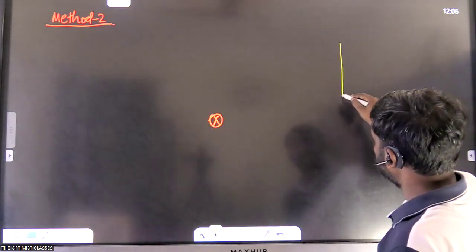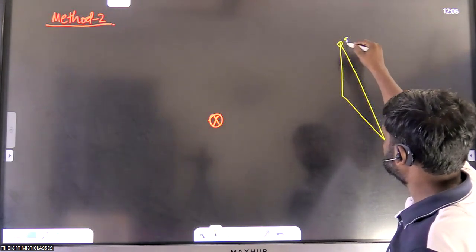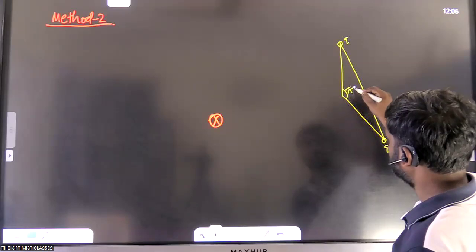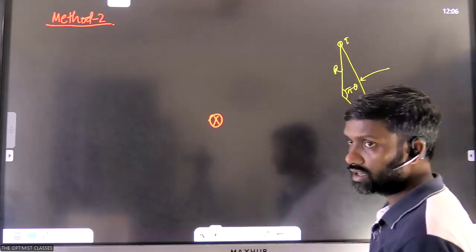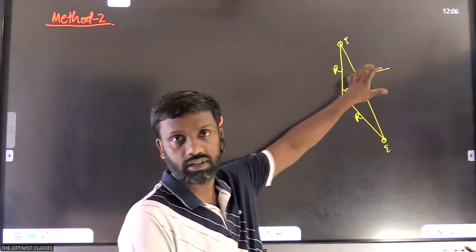Something like this, and it is something like this. Here there is a charge and here there is a charge. This angle is pi minus theta. This is radius and this is also radius. So you can calculate this side using the cosine formula, or you can calculate this using the sine formula also.